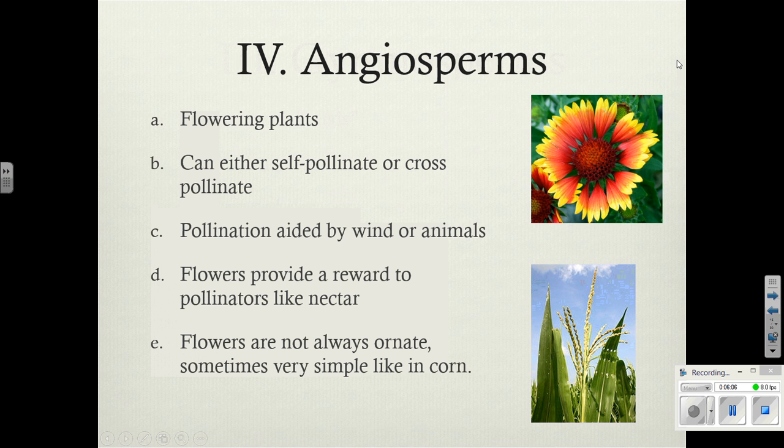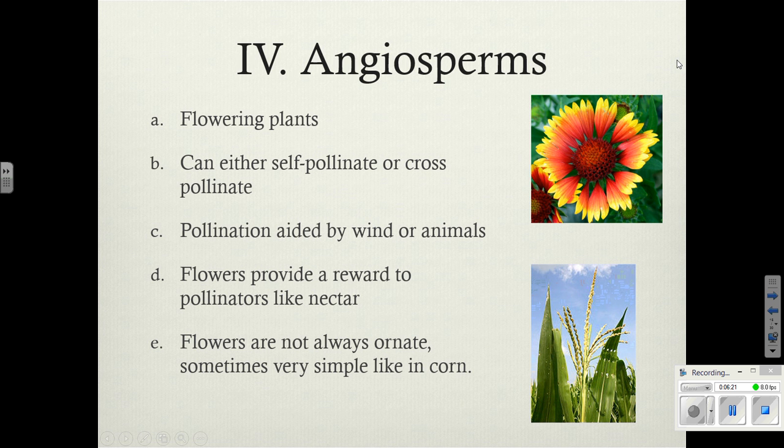Angiosperms, on the other hand, use flowers. They can self-pollinate, meaning it'll have male and female parts, or they can cross-pollinate. So their pollen will be spread from one plant to the next. They do need then wind or animals to help spread that pollen.